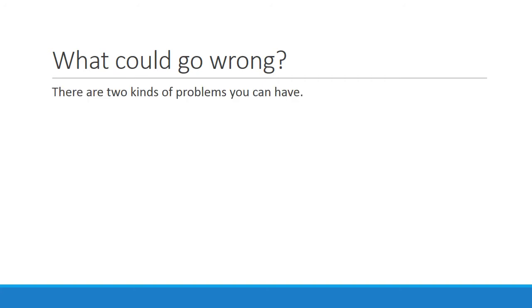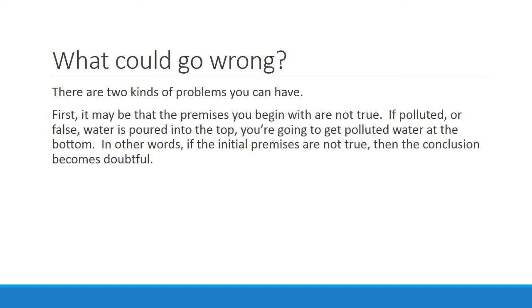It may be that what you started with at the very top of the diagram isn't true. If you put falsehood into the top of the argument, you're going to end up with an unproven conclusion. Just as if you poured polluted water into the top of that plumbing, you're going to get polluted water at the bottom. Notice that this says that if the initial premises are not true, the conclusion becomes doubtful. It doesn't say that the conclusion is false.